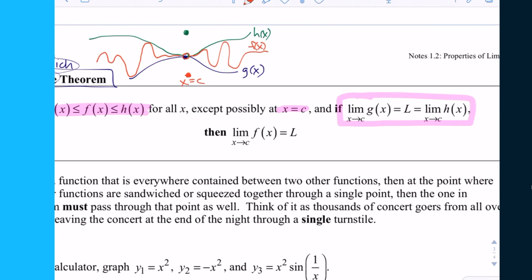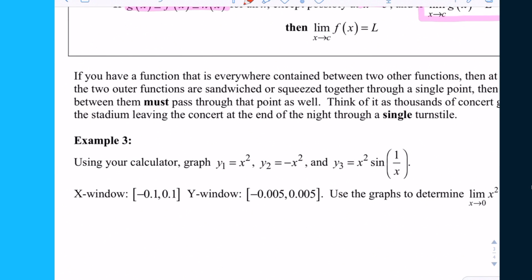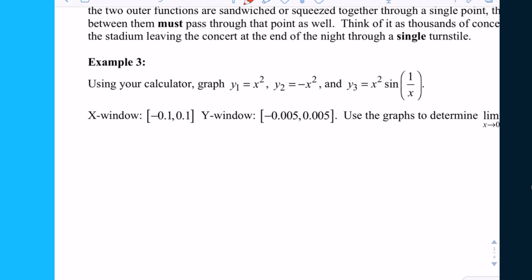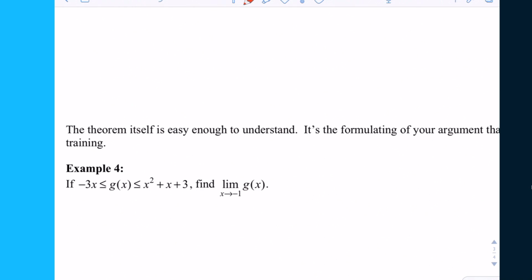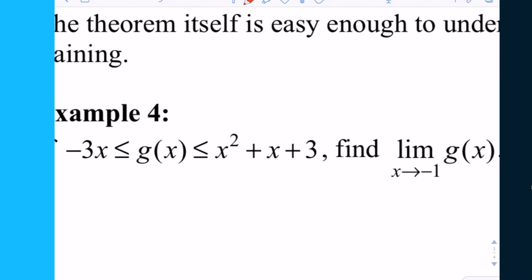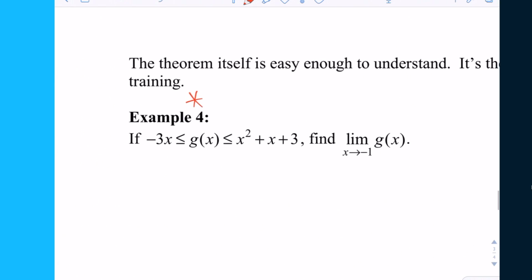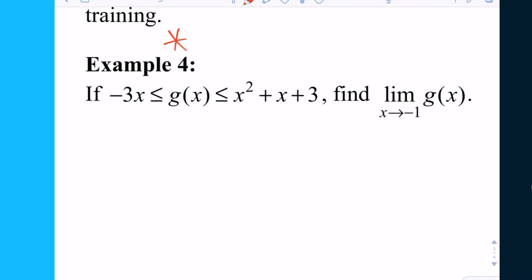Now, how are we going to use that? Well, I'm going to skip example 3, because I think it's kind of a silly example with the calculator, and we'll just jump to example 4, because this is a very typical type of question. The theorem itself is pretty easy to understand, but how are we going to use it? Well, I'll show you. The first step is in realizing that you're going to have to use the squeeze theorem.